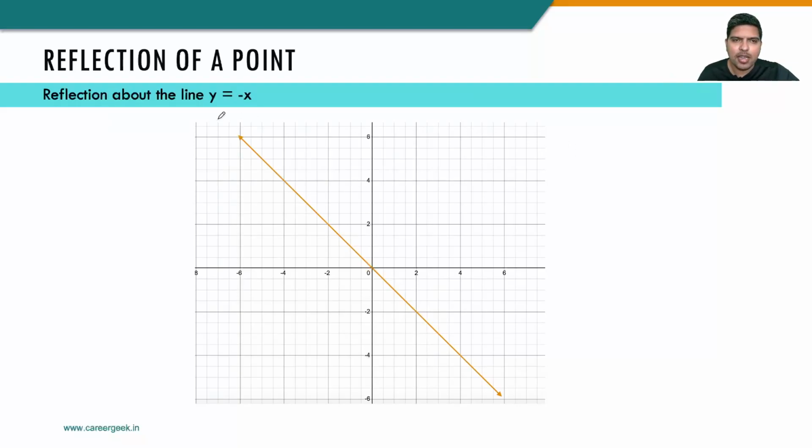Now, about this line y equal to -x, this is the last. When x is 1, y is -1. When x is 2, y is -2. When x is -2, y is +2. So, it passes through origin also. Once you draw this line, let's say 5, 3, right, is what we have taken. X is 5 and y is 3.